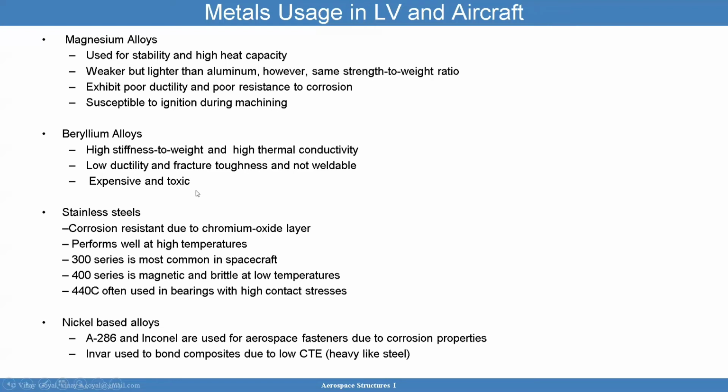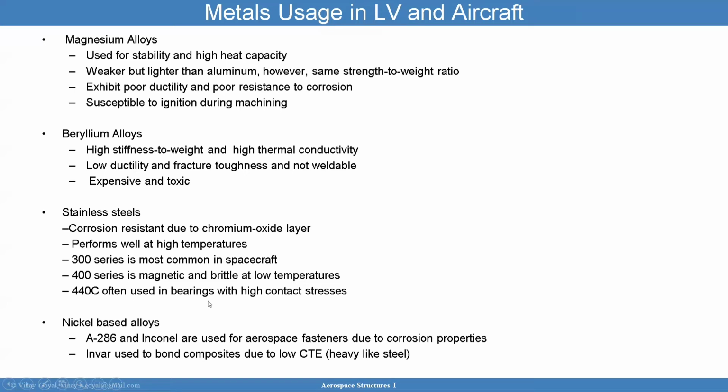Beryllium alloys, I already said this before, are toxic, have low ductility, low fracture toughness, and are not weldable. They have high stiffness to weight ratio and high thermal conductivity, so they are attractive in other ways. Stainless steel, I also covered, is corrosion resistant. It performs well at high temperatures, and the 300 series will be used a lot on spacecraft. The 400 series will be used in magnetic applications at low temperatures, and it is brittle.